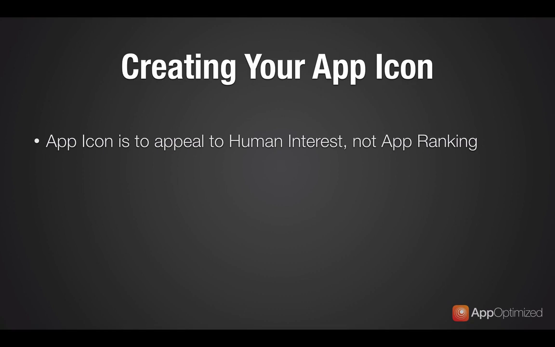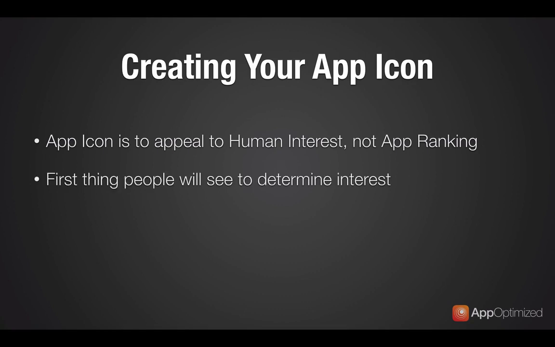When you create an icon, it may be pretty obvious, but I just want to make it clear that you're creating the app icon to look good to those that are seeing it. So if you imagine someone scanning the App Store listings and they see a whole bunch of icons on the screen, you want to create an icon that catches the eye, that makes people look at your icon over other icons, and makes them then read the title and hopefully click on the app for more information. So it is strictly for human interest, not for app ranking. And like I said, it's the first thing people will see just to determine their interest.